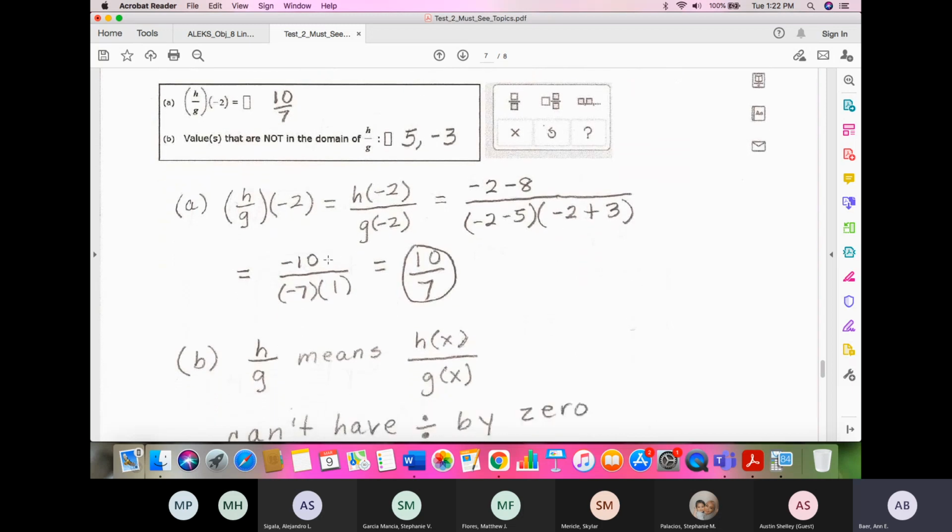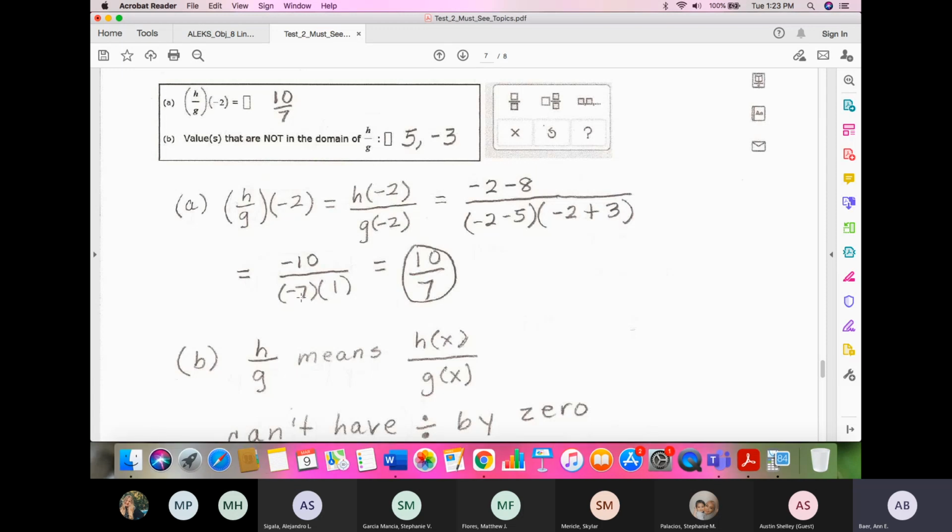-2 minus 8 is -10. Negative 2 minus 5, that's negative 7. Negative 2 plus 3 is positive 1. So what do we have? We've got negative 10 over negative 7 times 1, which is negative 7. Negative over a negative is a positive. 10 over 7 is 10 sevenths. The answer is 10 sevenths for part A.